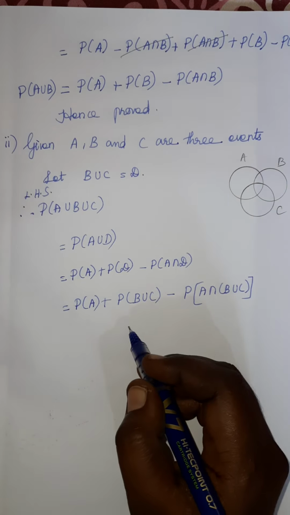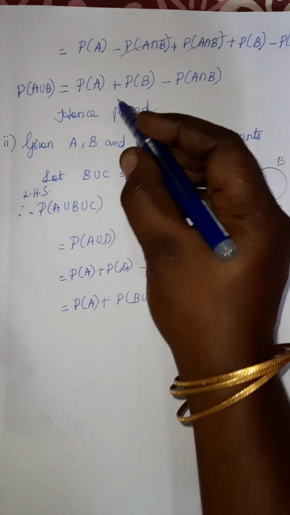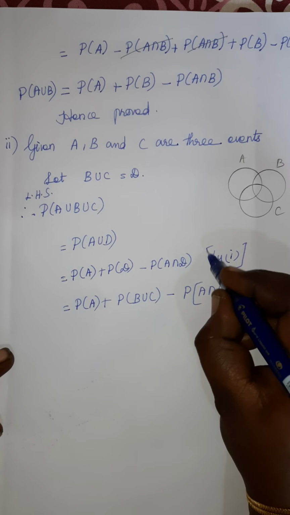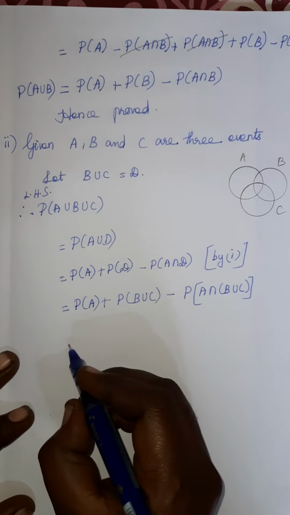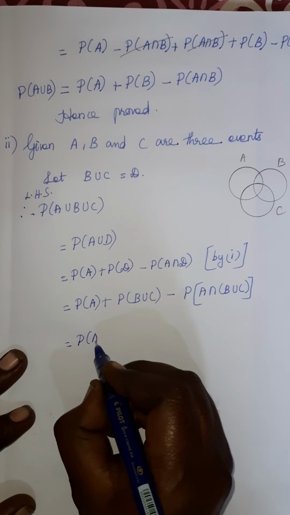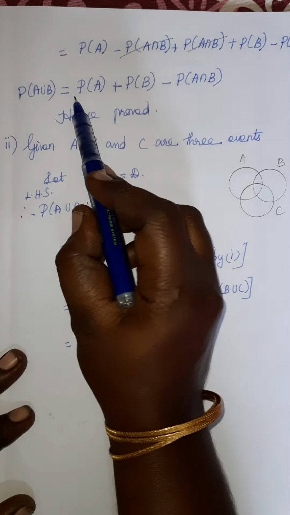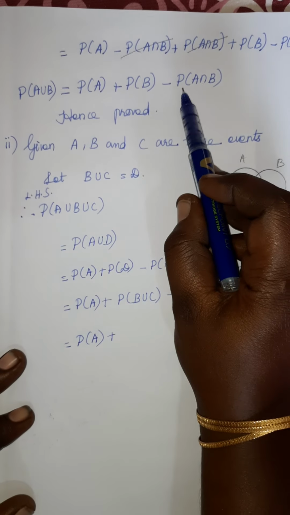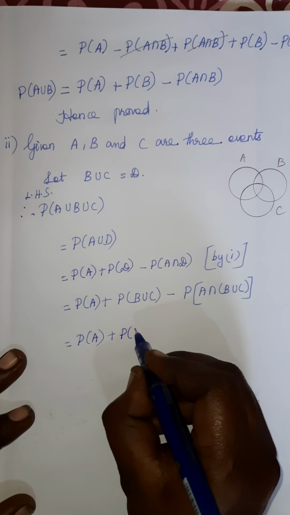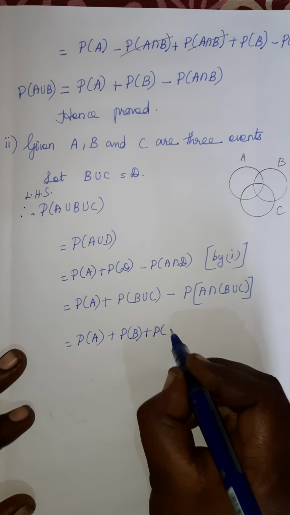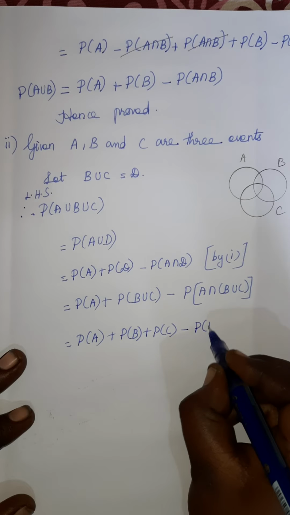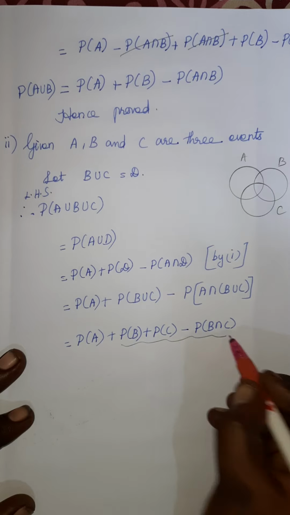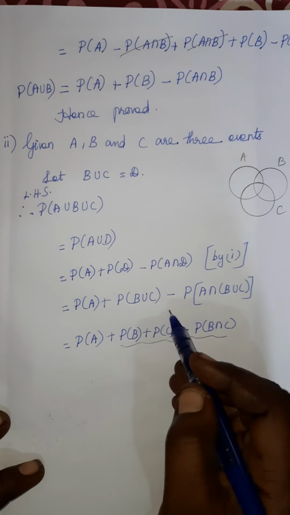Now, what is the probability of B union C? Again you apply the first theorem to this B union C. What do you get? P of A plus, here the first set is B and the second set is C, so P of B plus P of C minus the intersection. P of B plus P of C minus P of B intersection C. Are you clear? These together make P of B union C.